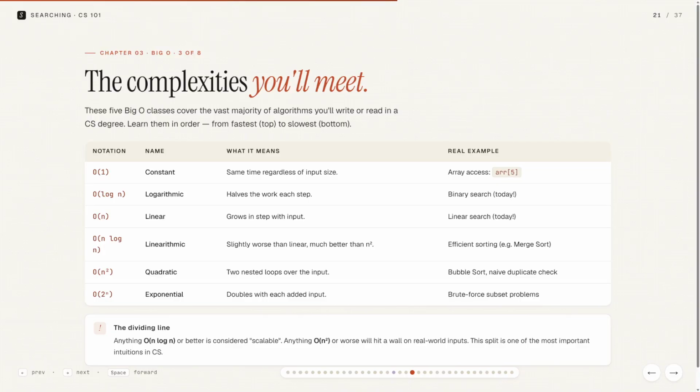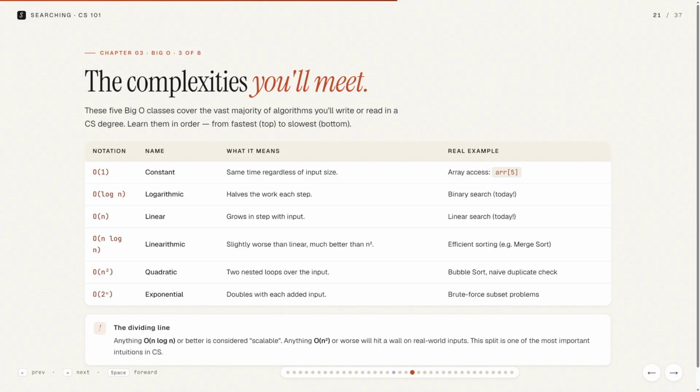Now here's another one, O of n, linear. Work grows in proportion to input. Example, linear search. What we just learned earlier is a good example of linear search. Or summing all elements of an array, or maybe printing every contact in a list, which, if you notice, just adds another step. Now here is O of n log n.